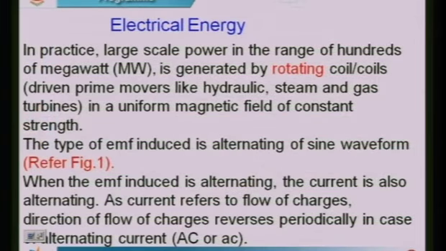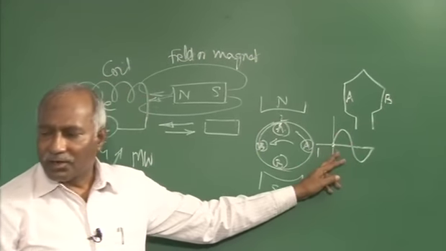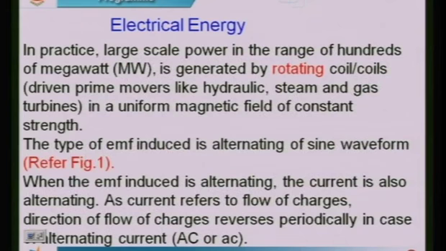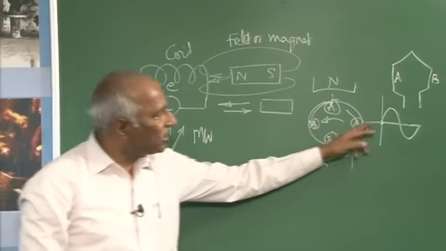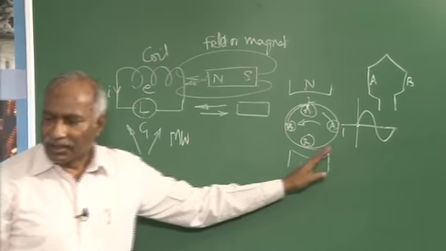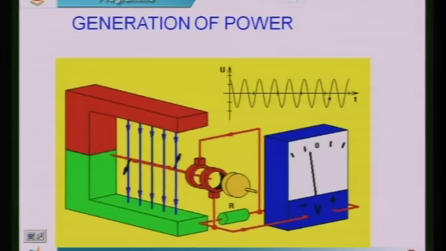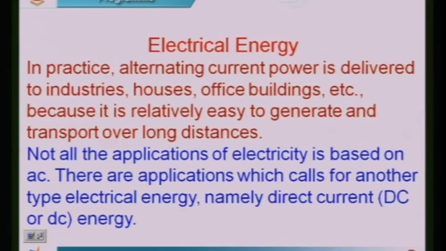When the voltage is alternating, the current is also alternating, and alternating means the charges will be flowing in both the directions. Over half cycle it flows in one direction, in the other half cycle it flows in the other direction. However, the electricity need not only be AC, it can be DC also.